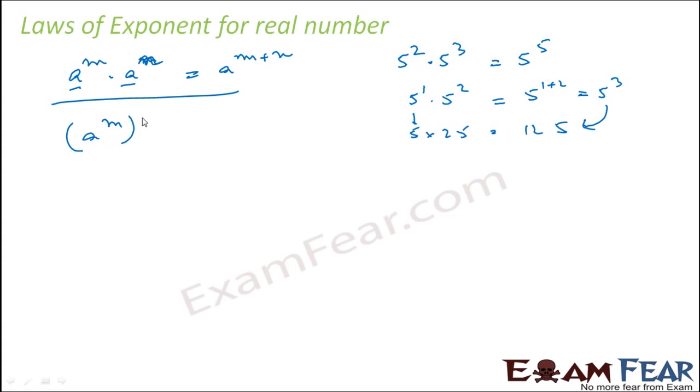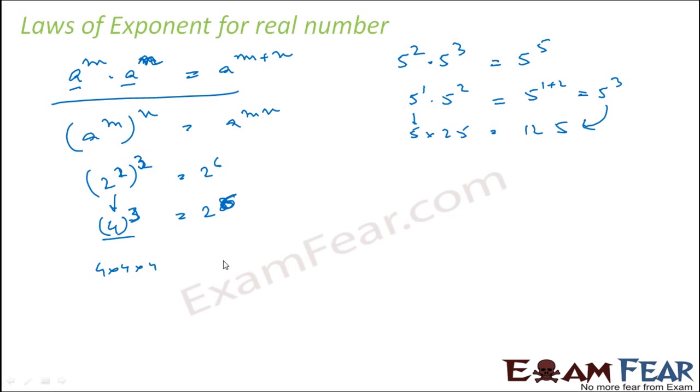Okay, (a to the power m) to the power n is nothing but a to the power mn. For example, let's suppose 2 here and 3 here: (2 to the power 2) to the power 3. This becomes 2 to the power 6. Let's do that maths. 2 to the power 2 is 4. 4 to the power 3 is nothing but 4 into 4 into 4. And 2 to the power 6 is 2 into 2 into 2, 6 times: 1, 2, 3, 4, 5, 6.